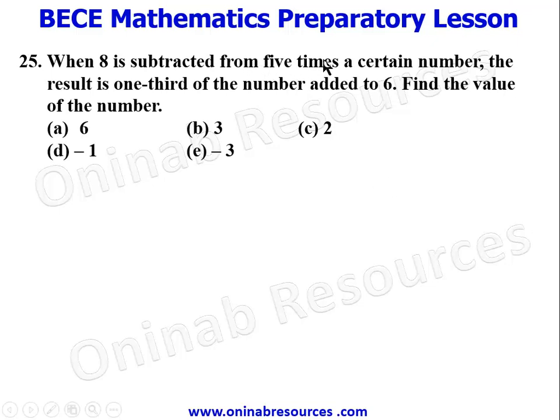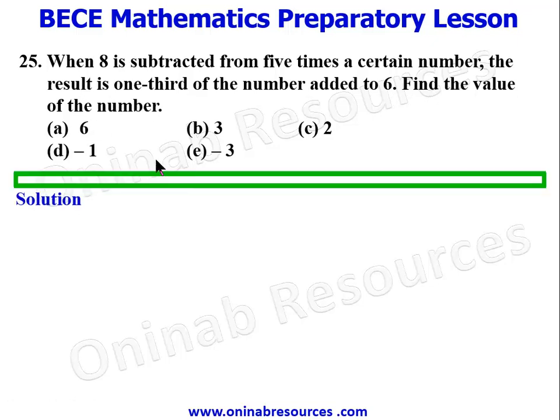When 8 is subtracted from 5 times a certain number, the result is 1/3 of the number added to 6. Find the value of the number. So in our solution, 8 is subtracted from 5 times a certain number. First, let the number be n. Since the number is n, 5 times n, that's 5n. 8 is subtracted from 5n, that's 5n minus 8. The result is 1/3, that is n over 3, of the number added to 6.